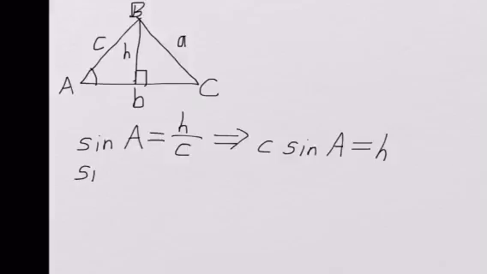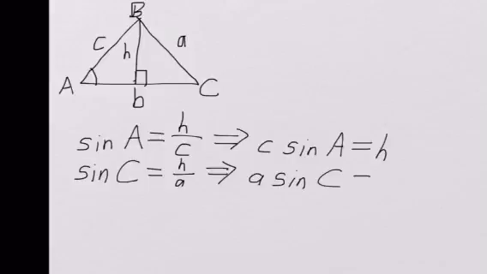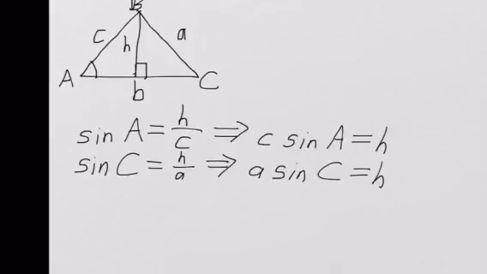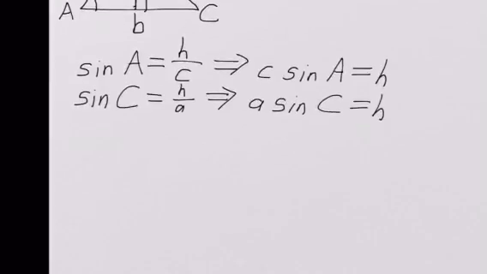Likewise, the sine of C is equal to h over a, thus implying a times the sine of C is equal to h. Now, since both c sine A and a sine C are equal to h, they have to be equal to each other. So we get a sine C is equal to c sine A.